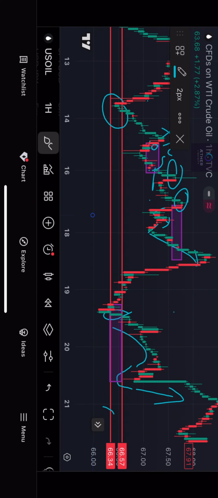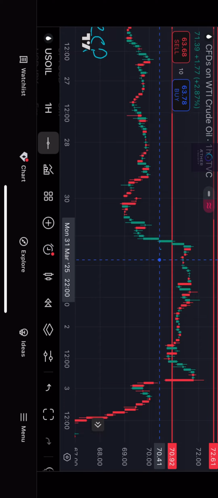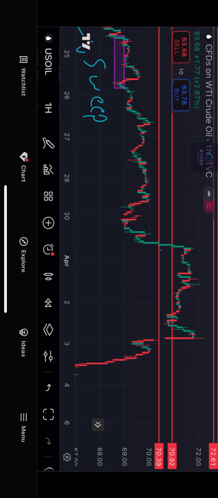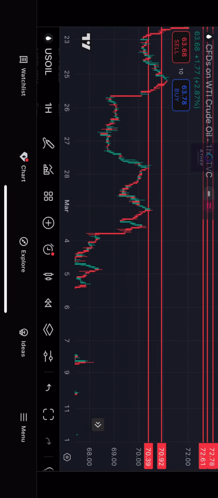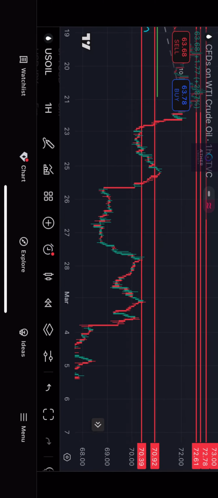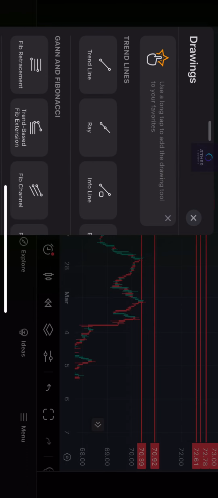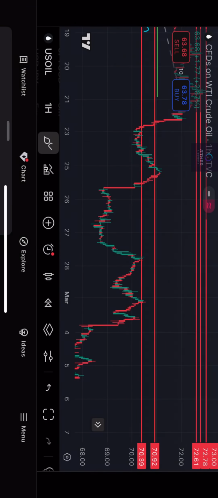Now here's another example. Looks like a perfect FVG, right? Even the candle closes inside it. But what happens? It fails. Why? Because there's no fuel. And by fuel, I mean liquidity.